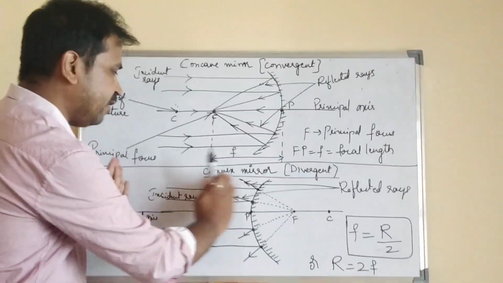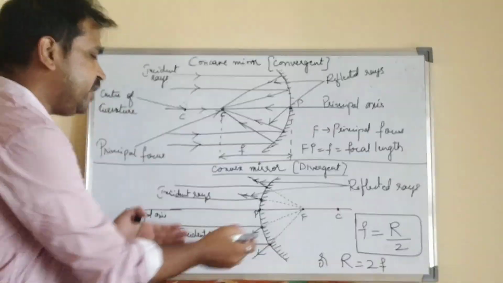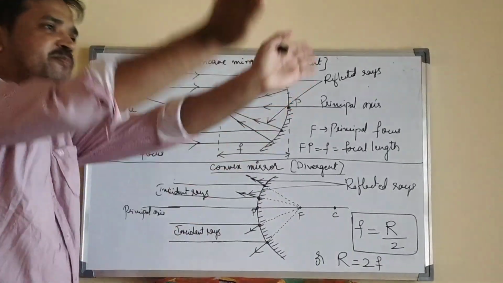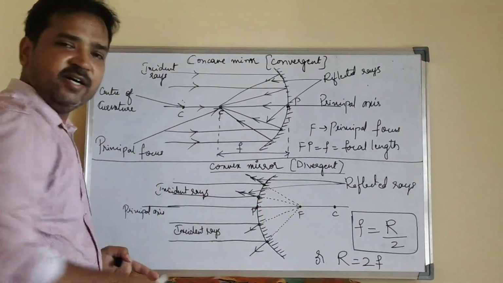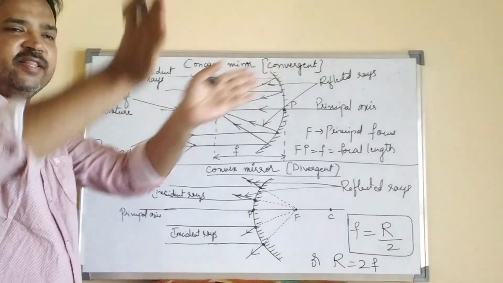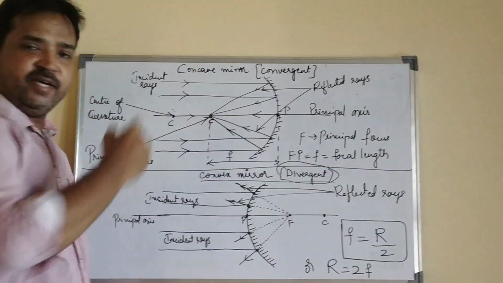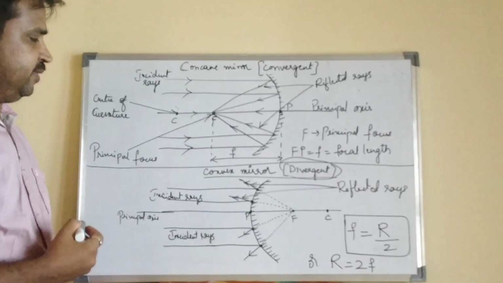So you have to be very careful while drawing the ray diagram of the convex mirror. Since these reflected rays are coming from the principal focus, what are they getting? Diverged. They are getting diverged. They are moving in different directions. That's why it is called a divergent mirror. So the convex mirror is called a divergent mirror.